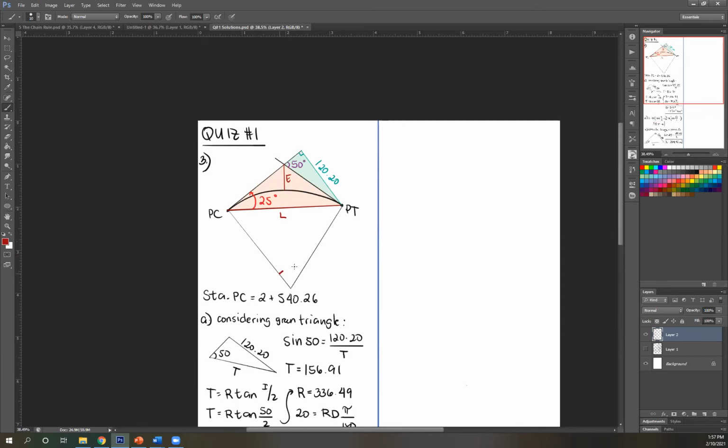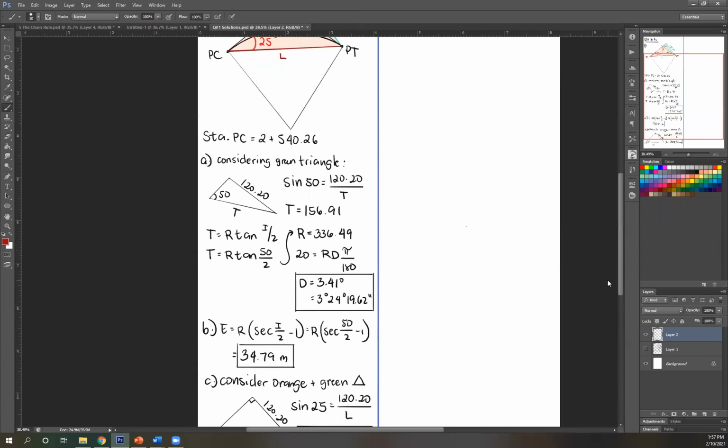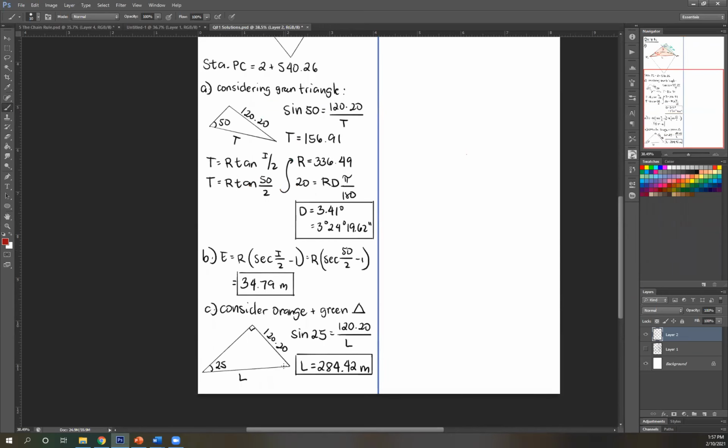Why? Again, as a reminder, if this is 50, the deflection angle of that would be that over 2, and the deflection angle of that is this. So 50 over 2, that's 25. So now with this 25, I can use another right triangle sine function. Sine 25 equals opposite 120.20 over hypotenuse. This is my hypotenuse L. So solving for L, you get 284.42.